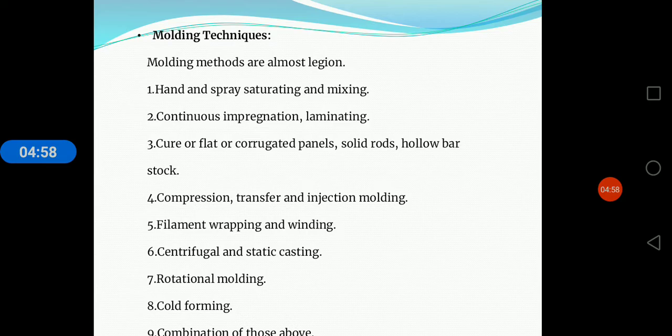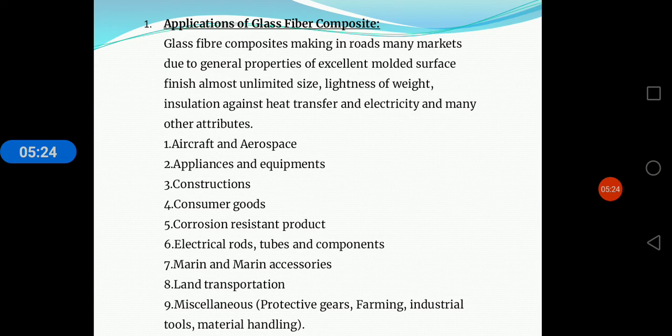Molding techniques and methods: hand layup and spray, saturation and mixing, continuous impregnation, laminating, cure of flat or corrugated panels, solid rods, hollow bar stock, compression, transfer and injection molding, filament wrapping and winding, centrifugal and static casting, potential molding, cold forming, and combinations of the above.